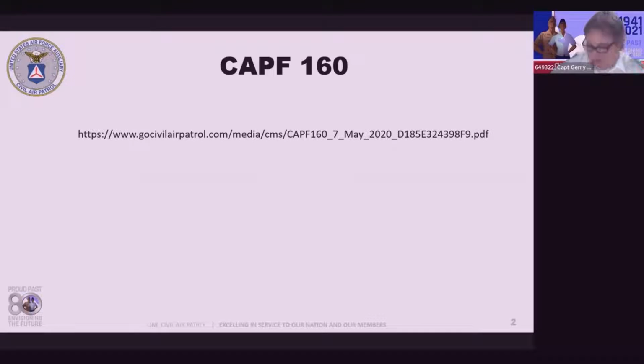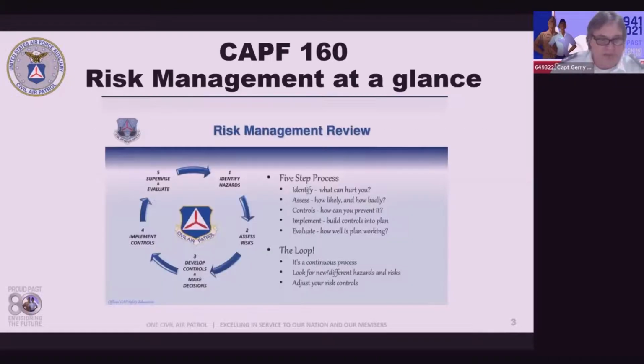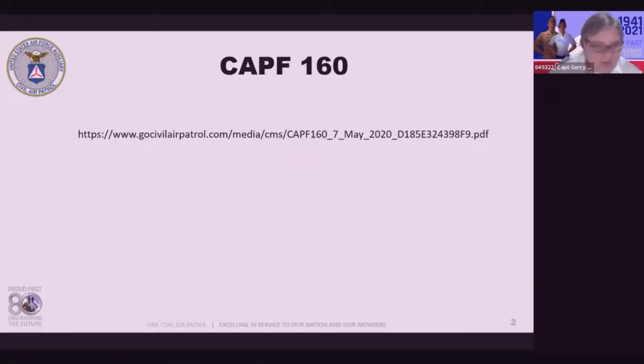If you look in the chat, I have given you the link to form 160. So that's what we will be using this evening for our format. It was actually produced in May of 2020. So obviously this was all written a while back before then too.